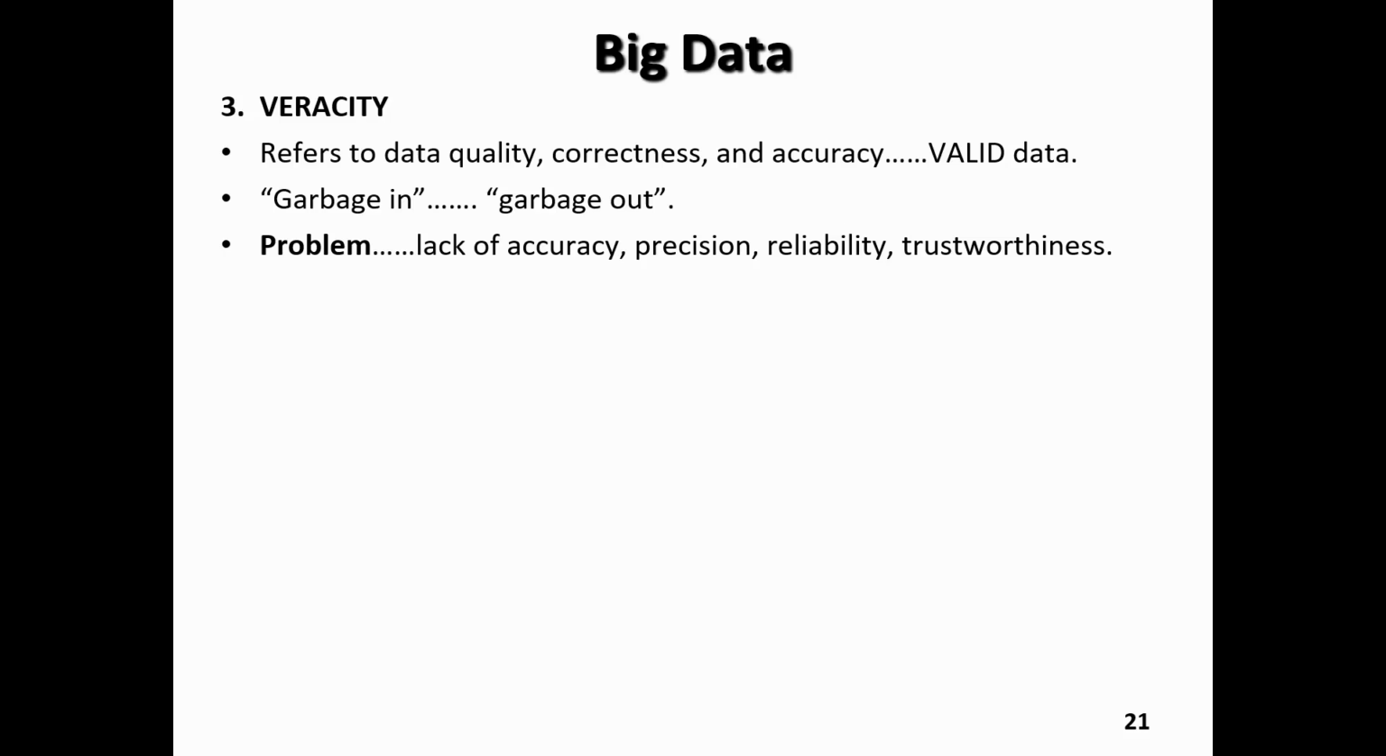And so the problem we have with big data is that researchers can be so overwhelmed by the sheer volume that there may be a lack of accuracy, precision, reliability, and trustworthiness of the numbers that the researcher has obtained. And if that's the case, it can lead to anywhere from poor decision making to catastrophic decision making.